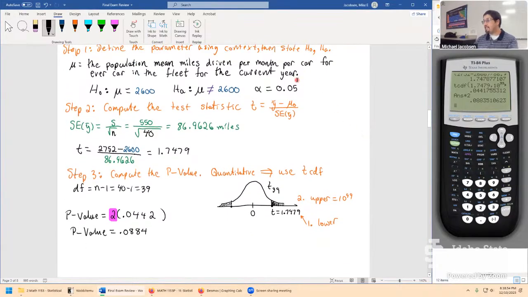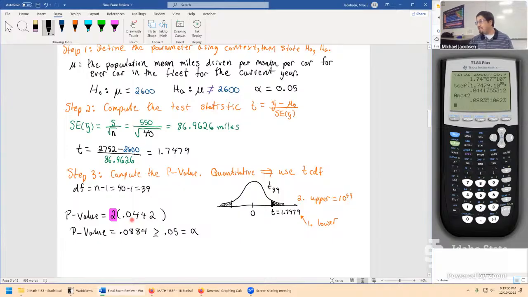Let's compare it against alpha, the significance level. This is greater than 0.05, which is equal to alpha. So the fact that the p-value is large this time tells us our data of 2,752 miles on average isn't really that different from a hypothesized mean of 2,600 miles on average. This can happen about 8 times out of 100, close to 9 times out of 100, getting data as extreme as this sample mean or even more extreme.